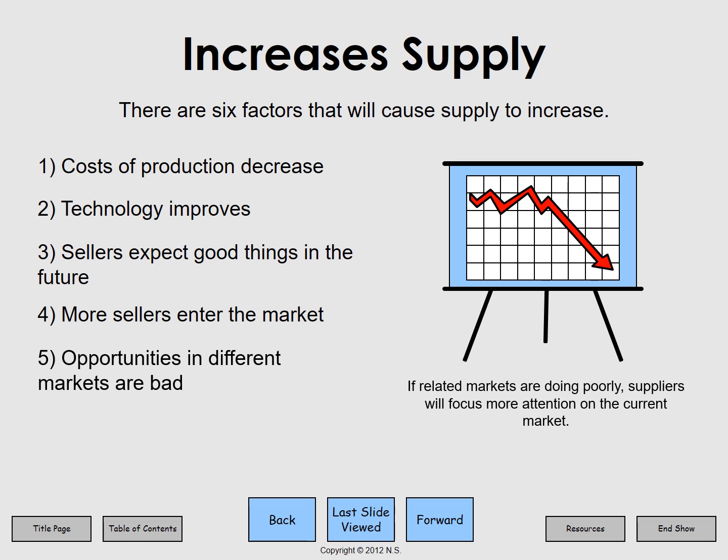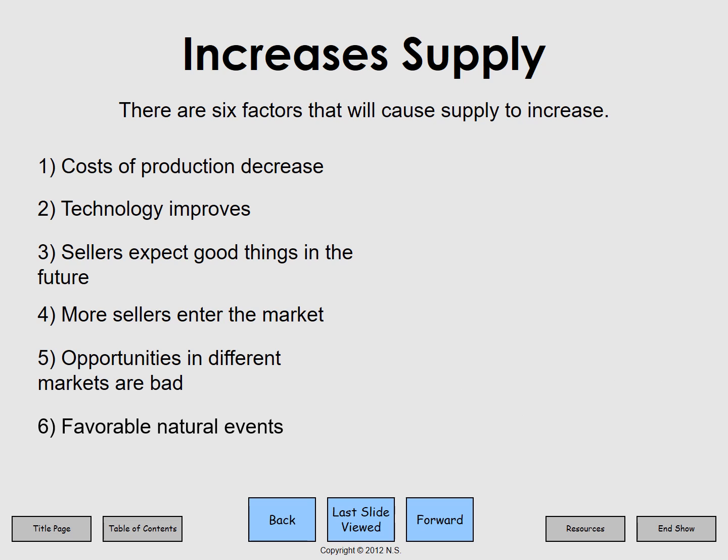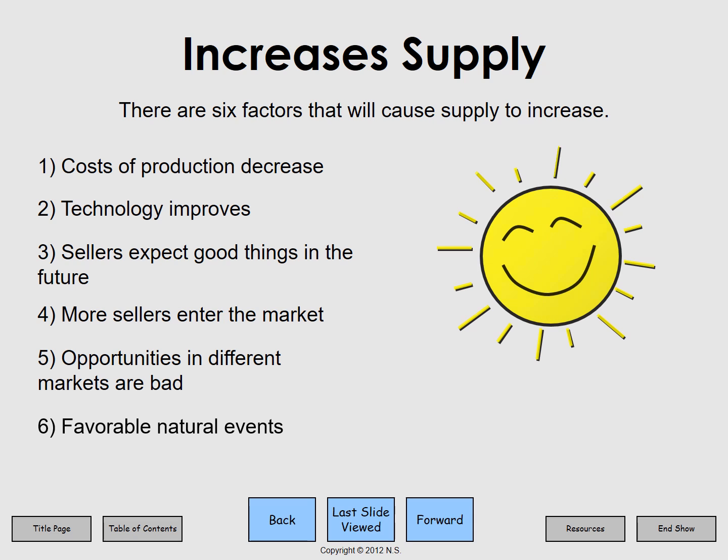So if you're a drink salesman and you sell multiple drinks, you sell Coke and lemonade and Kool-Aid and iced tea, if it turns out that your Coke is giving kids cancer and rotting their teeth, then you're going to stop selling Coke, and you're going to increase lemonade. This kind of goes back to those production possibility curves. Spend less time on Coke, spend more time on lemonade, because the market for lemonade is good, the market for Coke is bad. And then the other thing is favorable natural events.